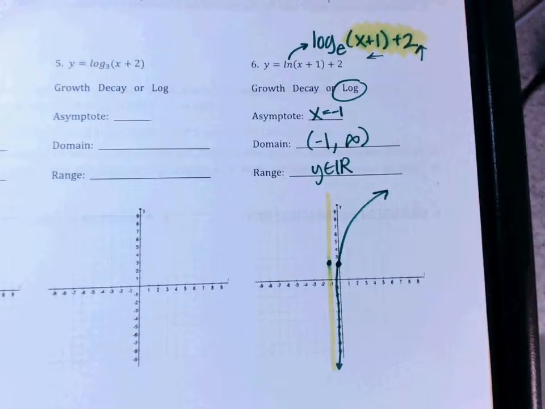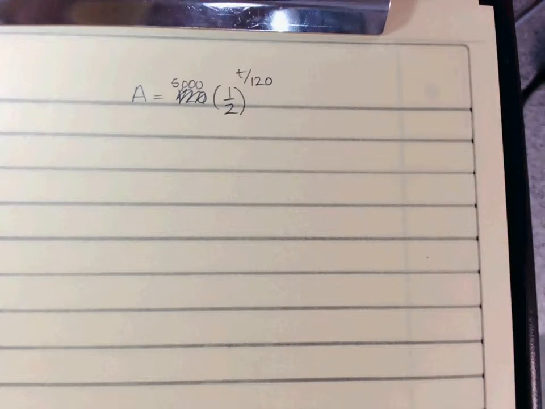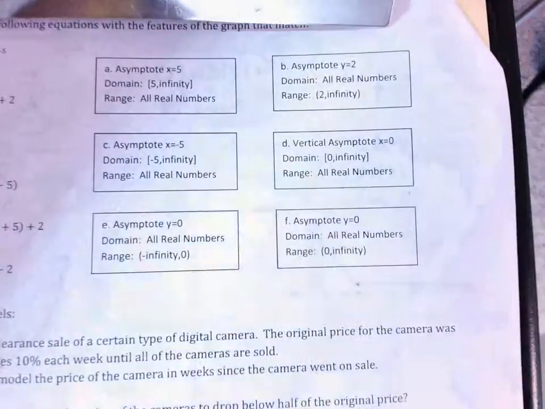So one of the things that you have to know is how to graph and go to growth and decay models. We're going to write the equation here at the top.